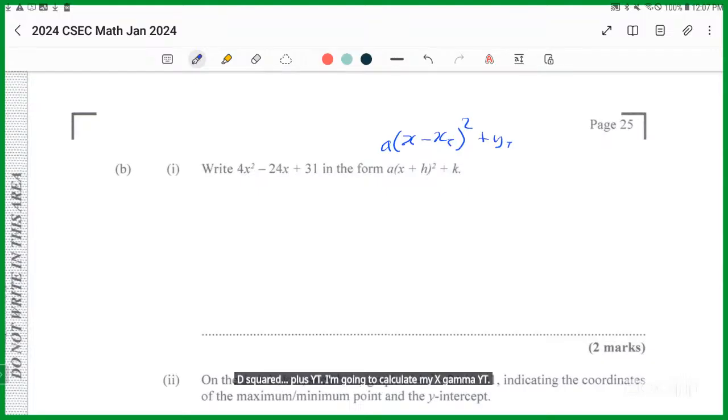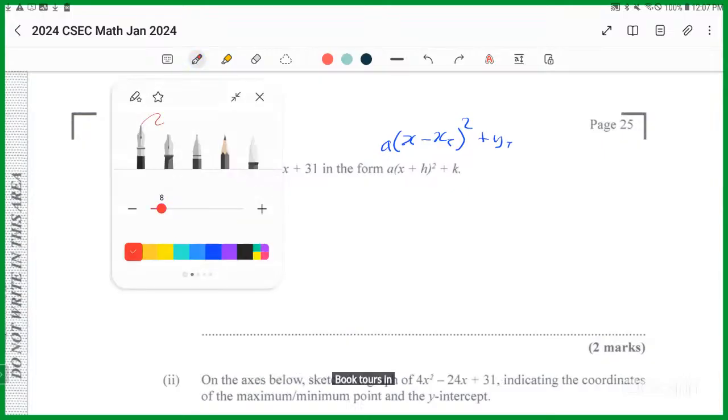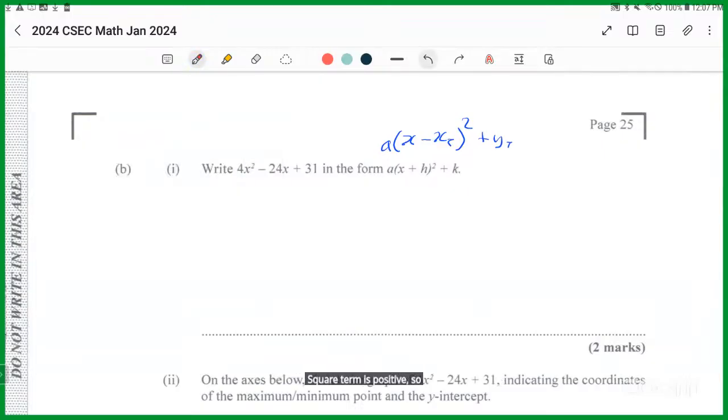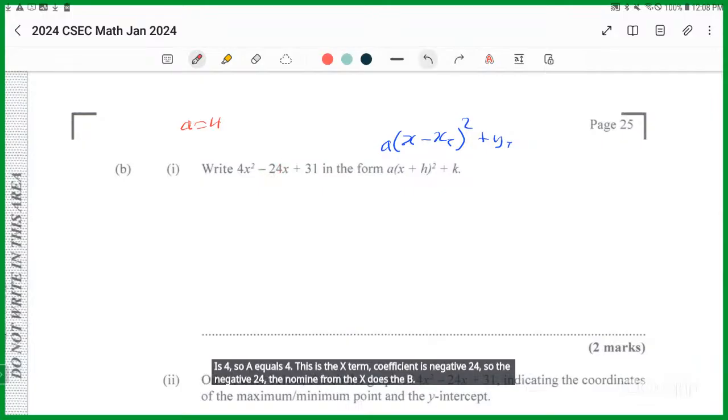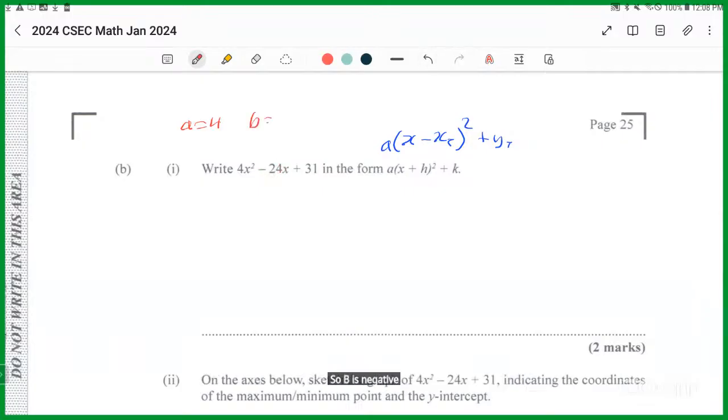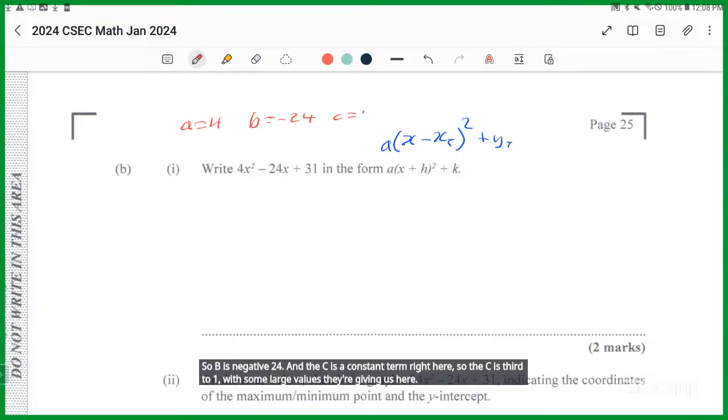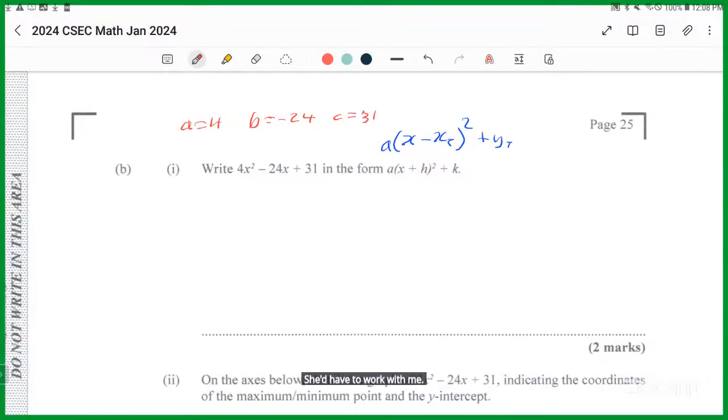In this standard form, let's write out the a, the b, and the c. Let's put it out in red. The square term is positive, so we're going to have a smile, and the coefficient is 4. So a equals 4. This is the x term. The coefficient is negative 24. So the number in front of the x, that's the b. So b is negative 24. And the c is the constant term right here. So c is 31. What large values they're giving us here! So you have to work with them. Alright, so a equals 4, b equals negative 24, and c is 31.